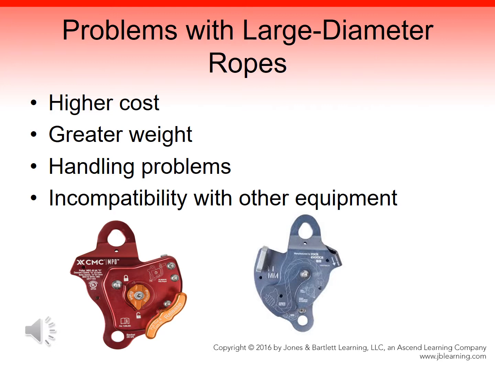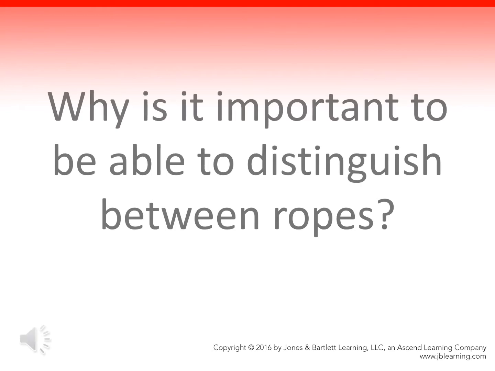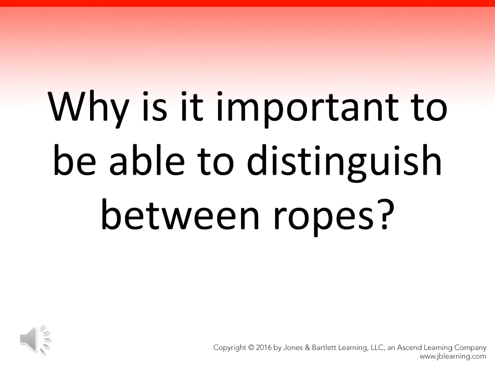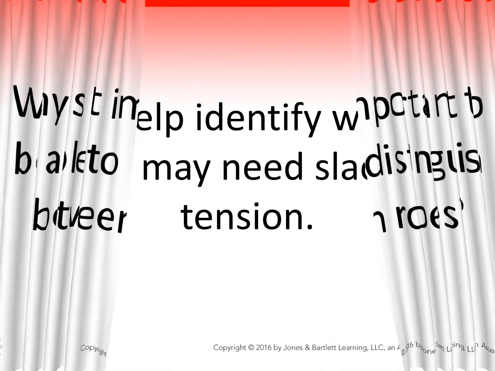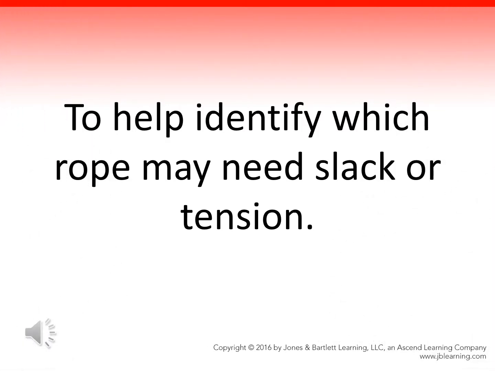Rope colors. Color can serve multiple purposes. If several ropes are used together, the different colors can help distinguish one line from another. You can buy a different colored rope for each year, making it easier to identify the age of the rope. Varying colors can be used for different sizes of rope. Why is it important to be able to distinguish between ropes? To help identify which rope may need slack or tension.